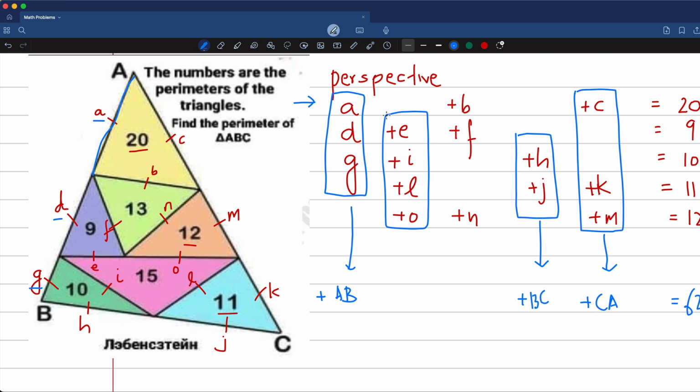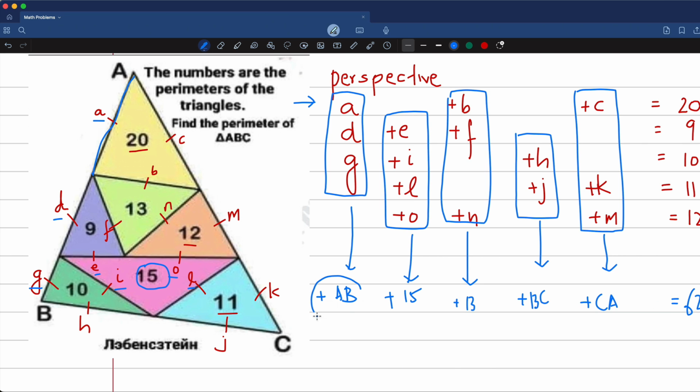And why was it that I put them into specific columns? Now, if you look at it, E plus I plus L plus O is nothing but the sides of the pink triangle, which adds up to 15. And B plus F plus N is the green triangle, which adds up to 13. So in other words, AB plus 15 plus 13 plus BC plus CA is 62.